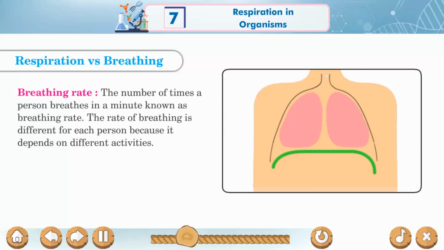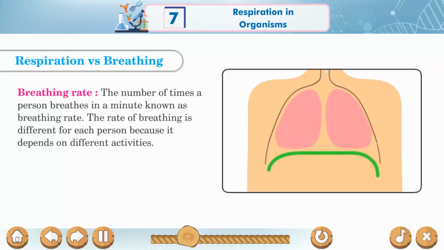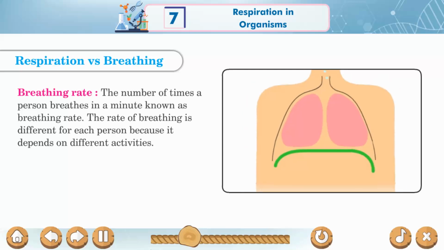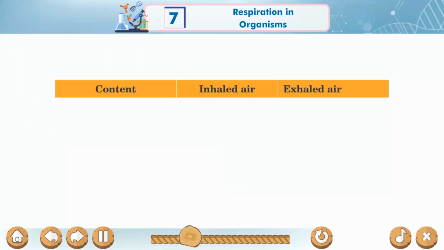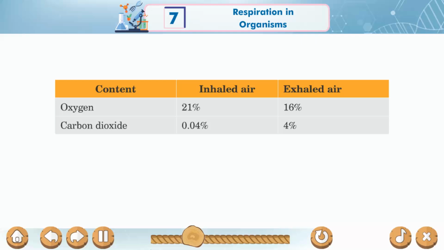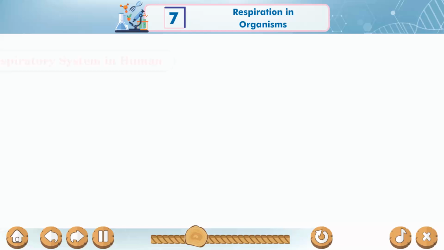Breathing rate. The number of times a person breathes in a minute is known as breathing rate. The rate of breathing is different for each person because it depends on different activities. Content, inhaled air, exhaled air. Oxygen, 21%, 16%. Carbon dioxide, 0.04%, 4%. Nitrogen, 78%, 78%. Water vapor, variable, saturated.